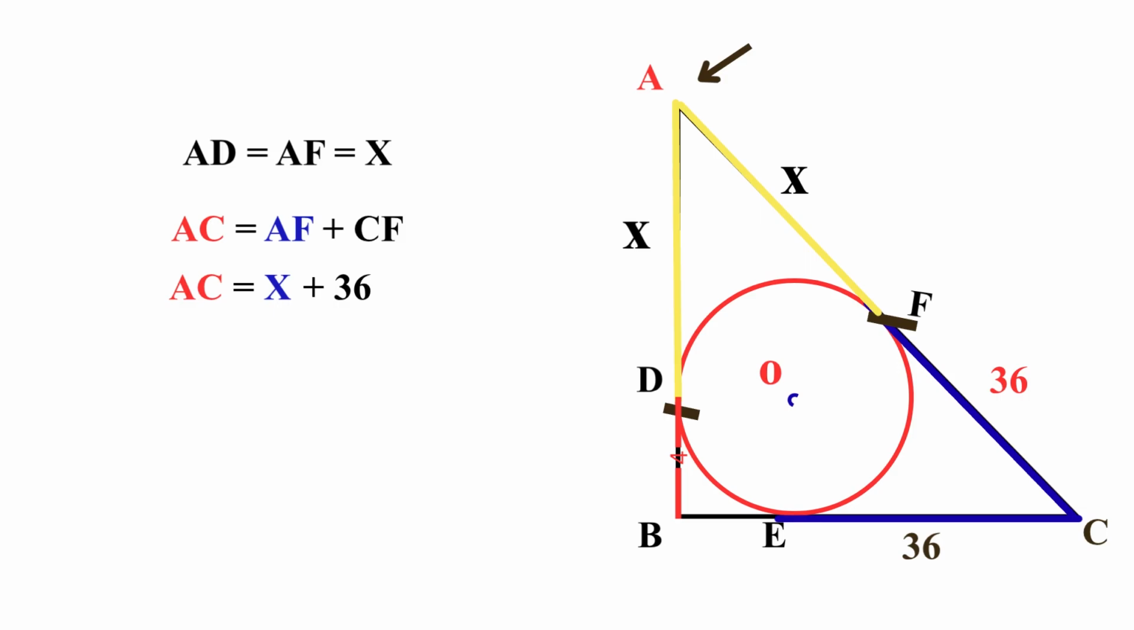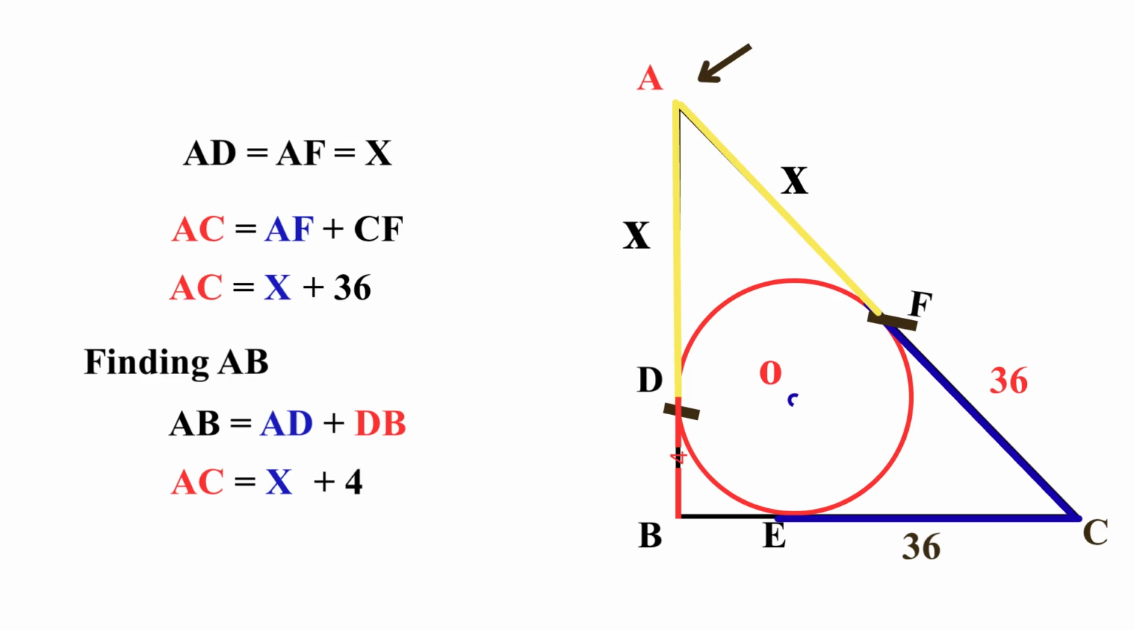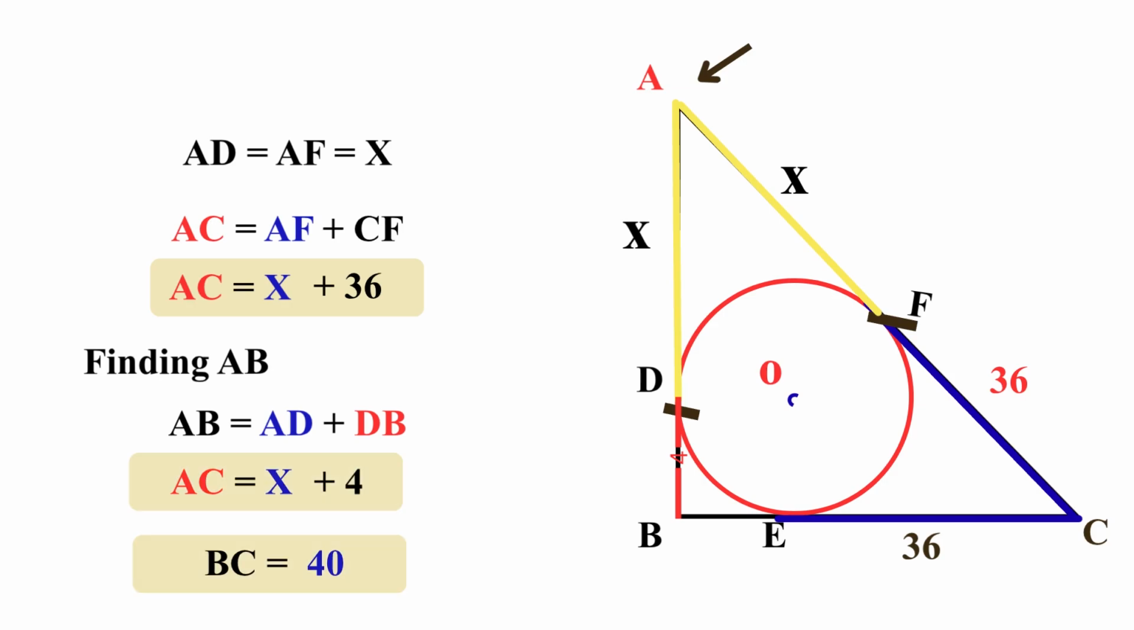Next, we are going to find the length of perpendicular AB. Look, side AB is also made of two parts, which is AD and DB, where AD equals x units, the tangent from A, and DB equals 4 units. So the total length of AB equals AD plus DB, that is equal to x plus 4. Finally, the base, BC. It was given to us from the start. Now, take a look at what we have. Hypotenuse equals x plus 36, perpendicular equals x plus 4, and base equals 40.